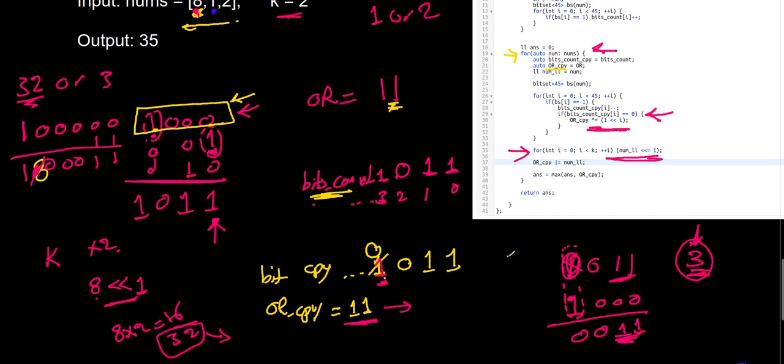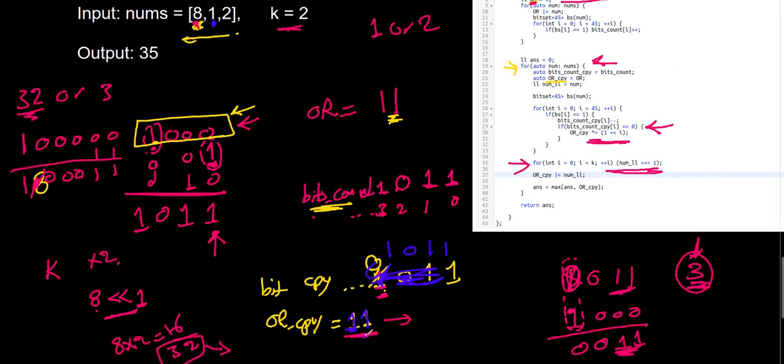So we have this value 1. Again we take a copy from the original bit count, which is 1 0 1 1, and the OR copy value, which is 11. Now we need to remove the 1 from the OR. To do that, we convert 1 into binary representation. Now we have 1 in the first digit. So in the first digit the count is 1, so we subtract 1 because there is a bit 1 in the first digit. 1 minus 1 is 0.